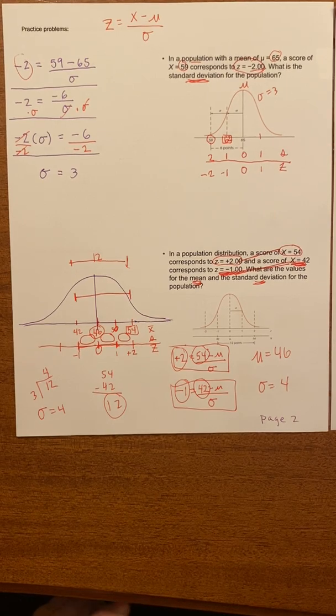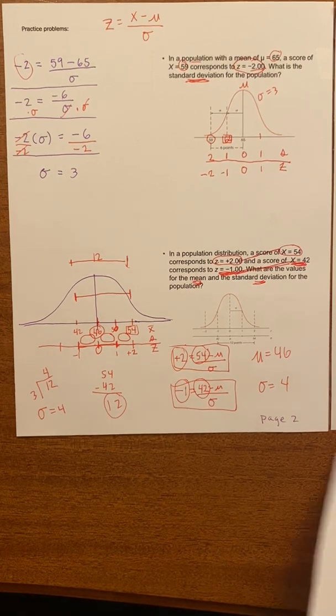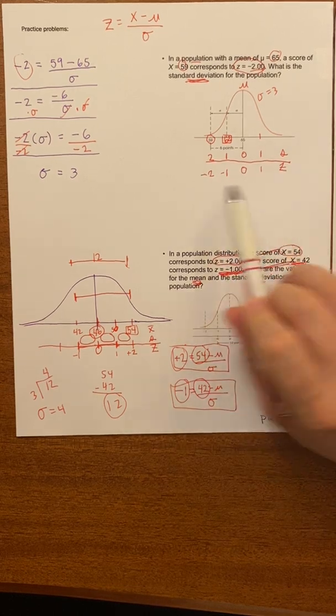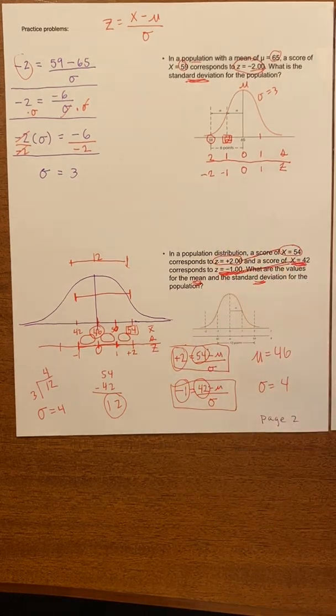Okay, now that we've had some practice in calculating z-scores, I want to talk about the purpose. Why do we go about doing this? Why do we want to figure out what z's are corresponding to what x values?